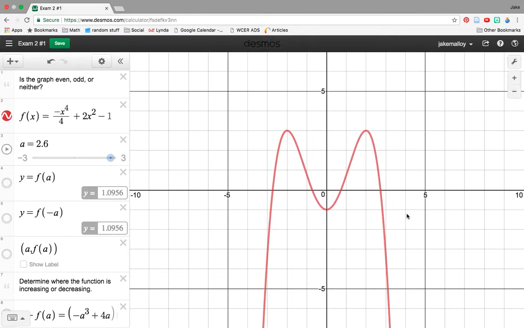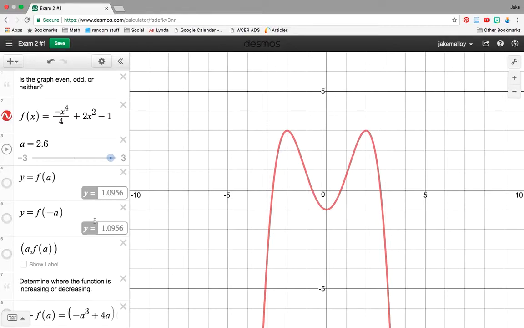If it were odd, we'd say that it has a 180-degree rotational symmetry. And if it doesn't have either of those, then it's neither even nor odd. In terms of what's happening algebraically, for any given input A, the output f of A should also be equal to the output f of negative A.